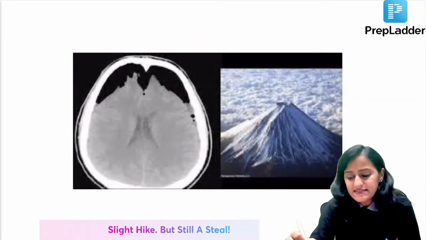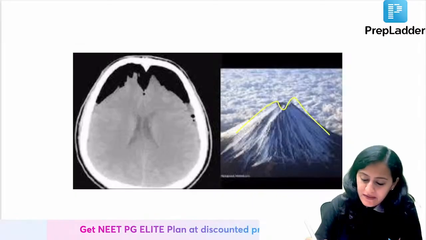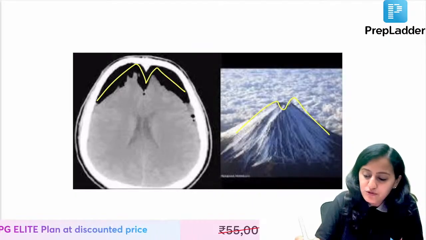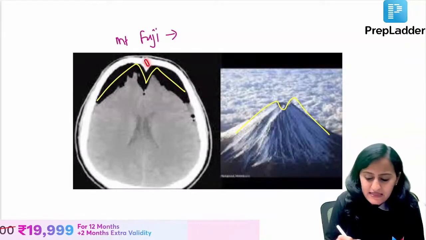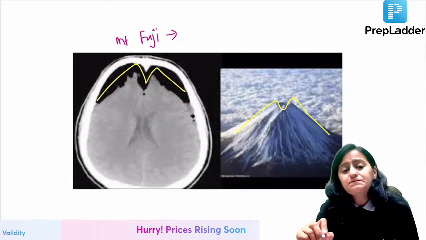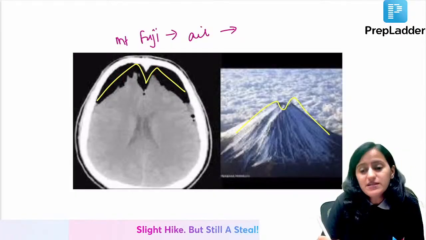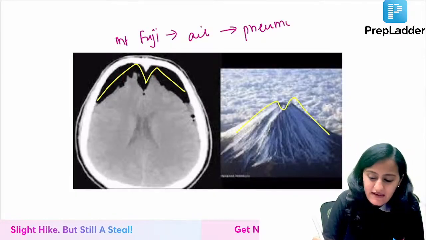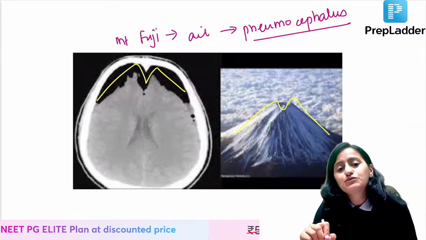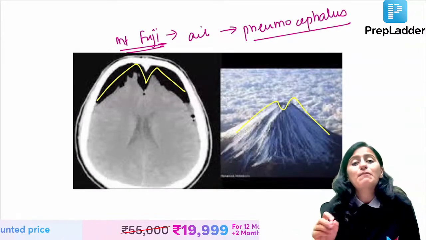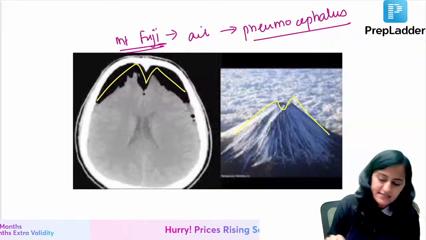Next one, a recent INICET exam question. What sign is this? This is the Mount Fuji sign. Like Mount Fuji, what are you seeing in the cranial cavity? That is the jet black air. So what is the diagnosis? Air in the cranial cavity is going to be pneumocephalus. Tension pneumocephalus shows the Mount Fuji sign.